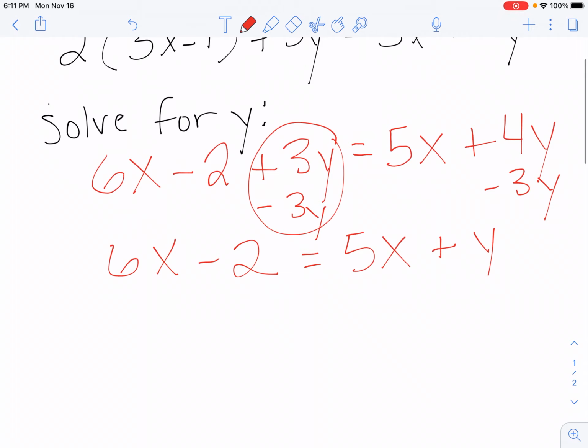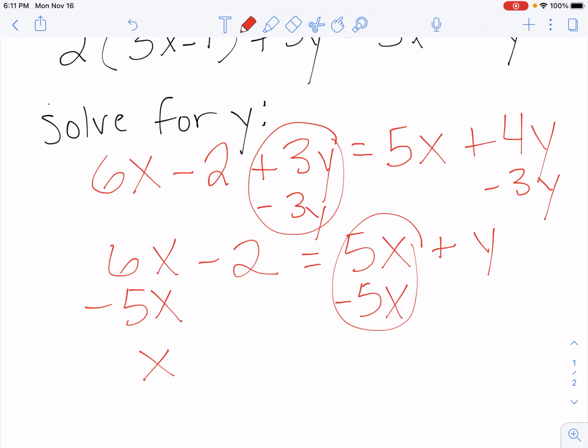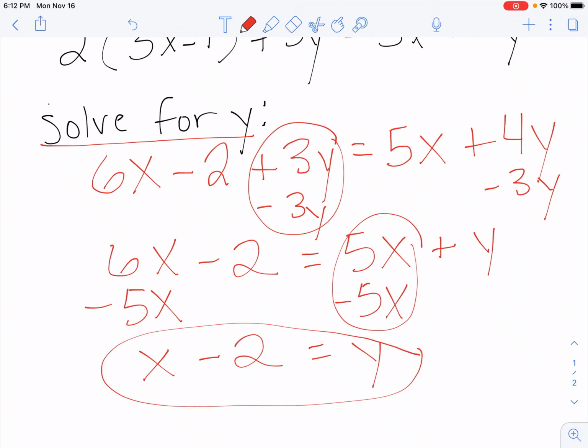And then I'm going to keep solving. I know my goal is to get the y variable alone, so next I want to get rid of these 5x's. They're being added to y, so I'm going to undo that addition by subtracting 5x from both sides. So they make a 0 pair here. On the left, 6x minus 5x gives me 1x, and I still have the minus 2 equal to y. So my goal was to solve for y. I have one positive y by itself, so I know I am done. y equals x minus 2.